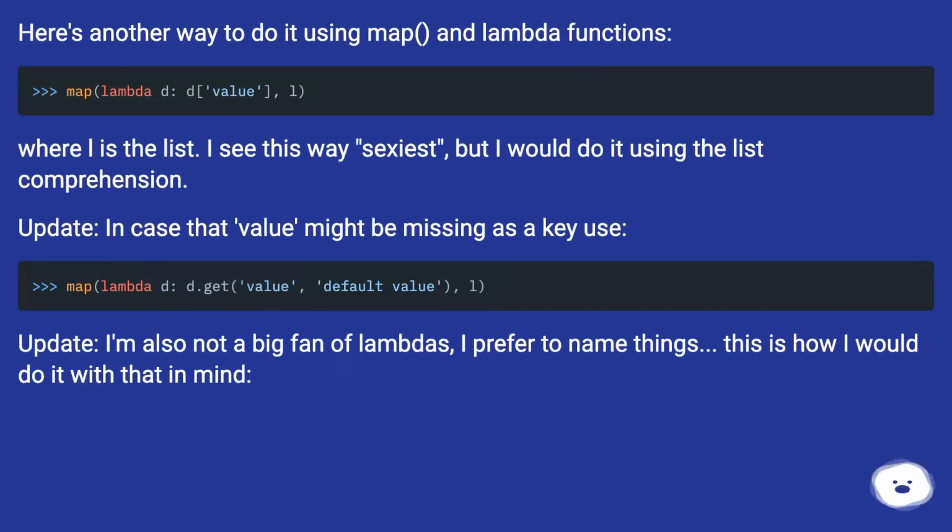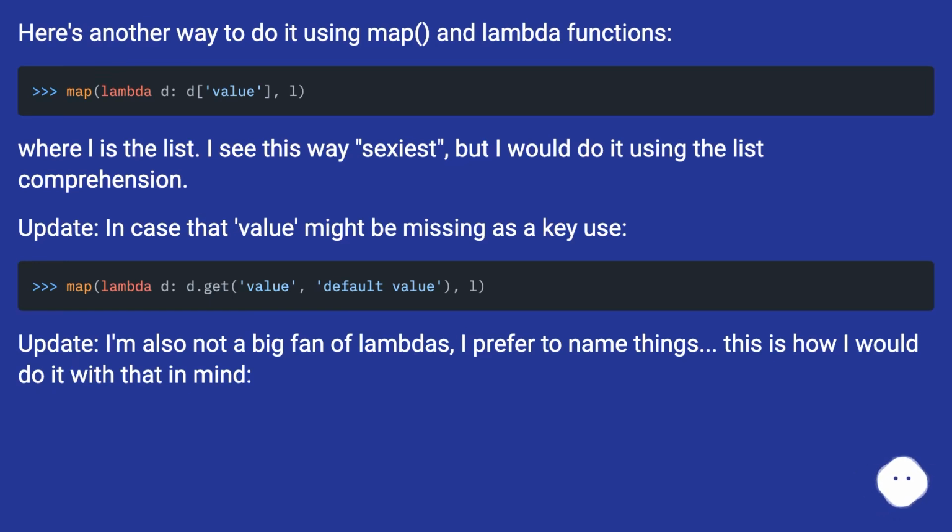Here's another way to do it using map and lambda functions, where L is the list. I see this way as the sexiest, but I would do it using the list comprehension. Update, in case that value might be missing as a key, use this.